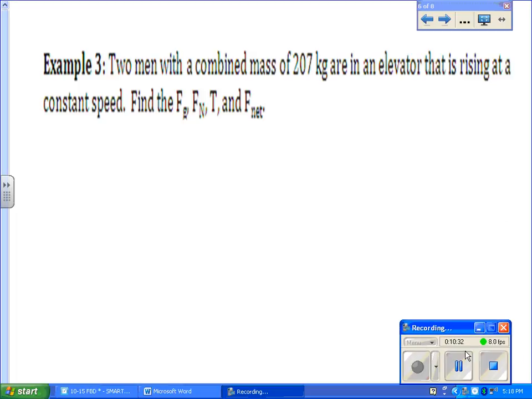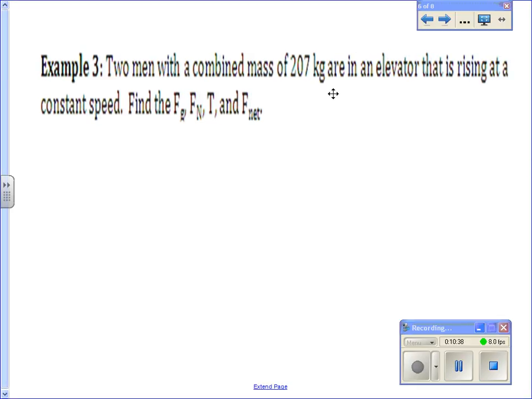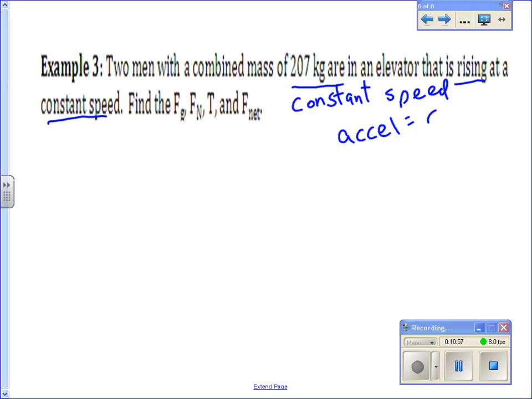So the two men with combined mass of 207 kilograms, in an elevator that is rising at a constant speed. Now, if you're moving at a constant speed in a constant direction, up in this instance, that means that your acceleration equals 0, and that's going to be important for us later on.